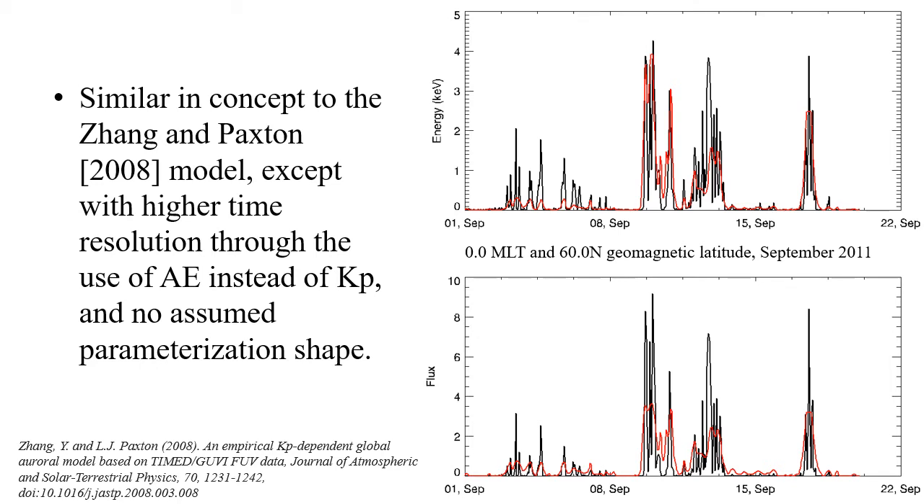On the right here in red is the Zhang and Paxton mean energy and flux. Top is energy, bottom is flux, for 0 MLT and 60 degrees north geomagnetic latitude. The black is the same thing, but from the E-CHAIM model. And what you'll notice, the big difference between these two is that E-CHAIM doesn't have that spatial smoothing or that temporal smoothing that we see in the Zhang and Paxton parameterization. So we're able to get a little bit more time resolution out of the scheme that we've done, but ultimately they look quite comparable, or at least qualitatively so.